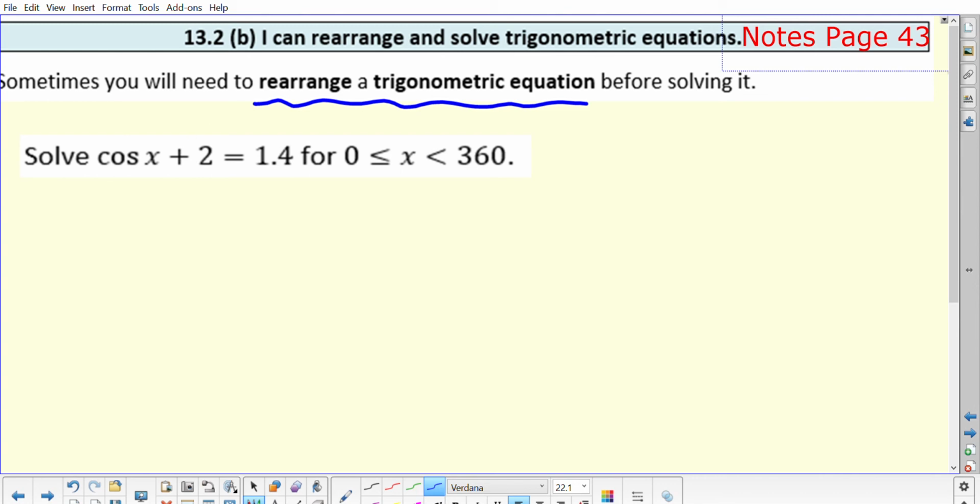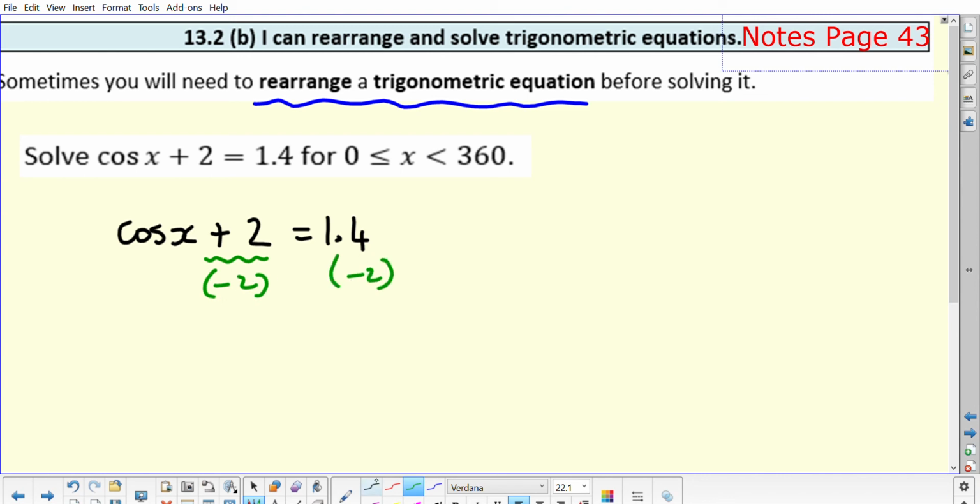Right, we have this equation, cos x plus 2 equals 1.4. We're not trying to get the x on its own at the moment, we want to get rid of that plus 2, so we do the opposite by subtracting 2 from each side of that equation. That allows us to get to an equation that looks like the ones we had a minute ago. So we end up with cos x equals negative 0.6.